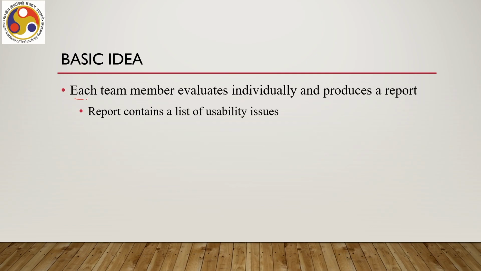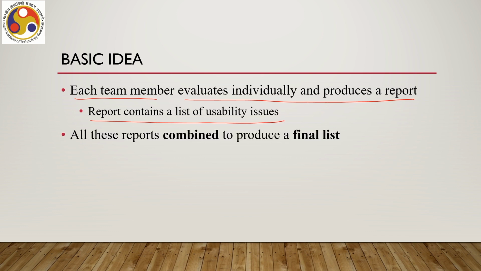Now, each team member evaluates individually and produces a report. So, the prototype is presented to each evaluator. Each evaluator evaluates it independently and produces a report. The report contains a list of usability issues as perceived by the evaluator. At the end, all these reports are combined to produce a final list of usability issues. Of course, this combination is done by the design team or the lead of the team.